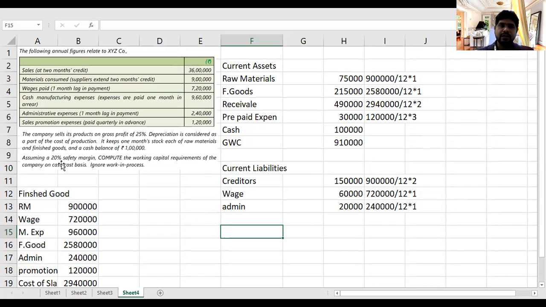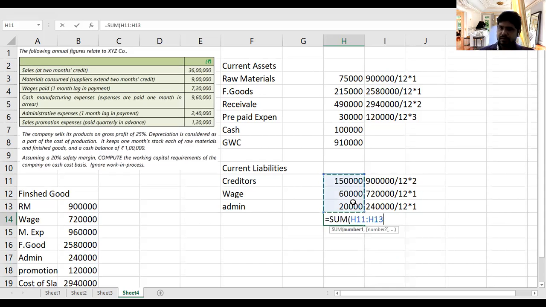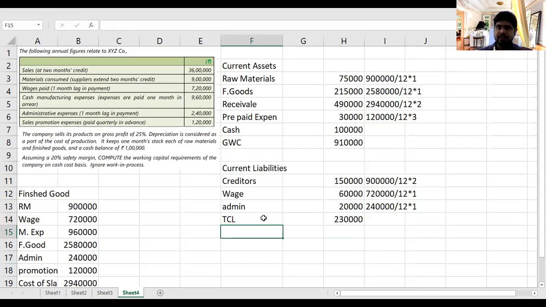So to calculate that safety margin, we have to get the net working capital, right? Net working capital, here total liabilities. How much total liabilities? This amount is the total current liability, right? And how much net working capital? Net working capital equals gross working capital minus current liabilities, right? And we will get 680,000 or so.